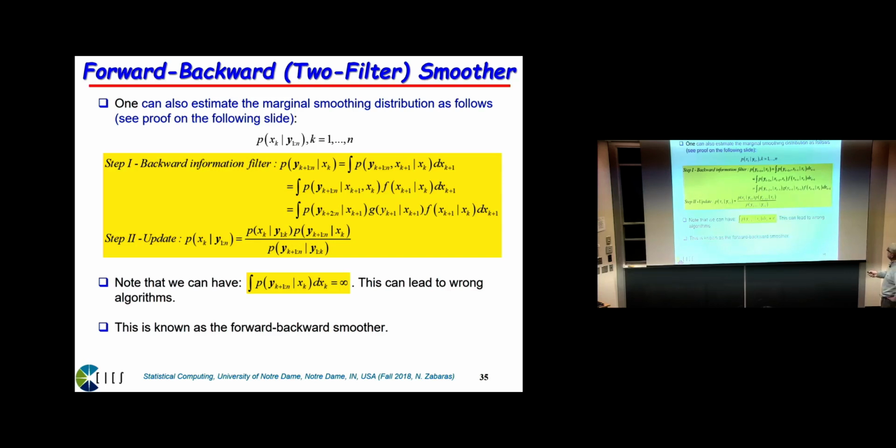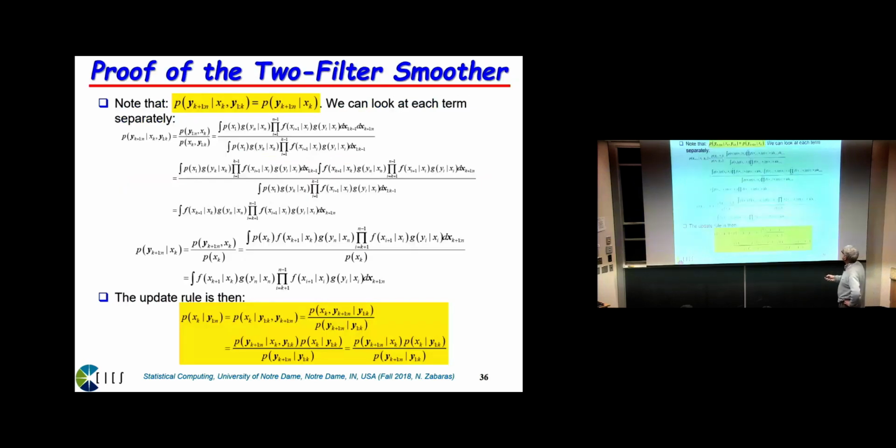So there is a note here that somehow you have to pay attention when you do this smoothing, because this distribution that you get in the denominator basically can blow up. Okay, so you just need to pay attention to these things. Okay.